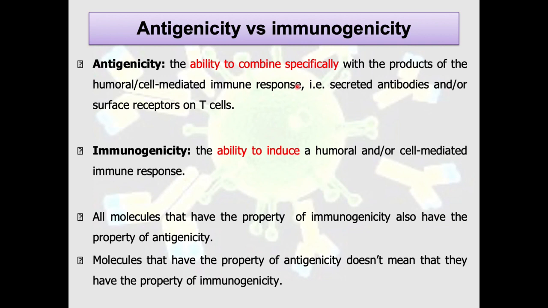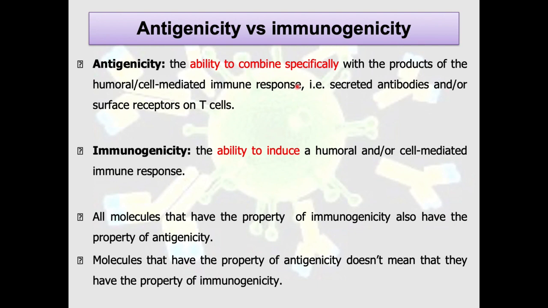And the second one is immunogenicity. Immunogenicity is the ability to induce a humoral or cell-mediated immune response. If the foreign substance has the capability to induce or activate the immune response, we call it high immunogenicity. Whereas there are some molecules, for example haptens. A single hapten can bind to the antibody, but it cannot induce any immune response. All molecules that have the property of immunogenicity also have the property of antigenicity.